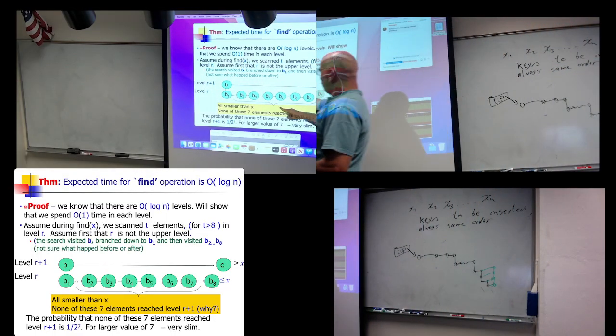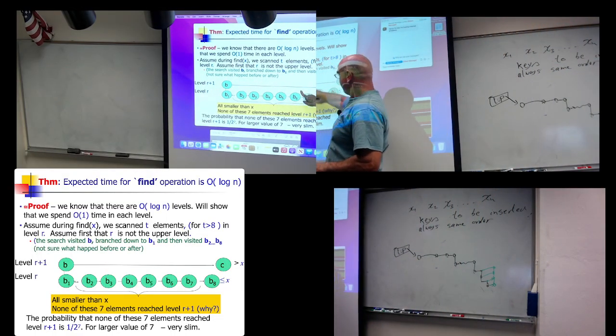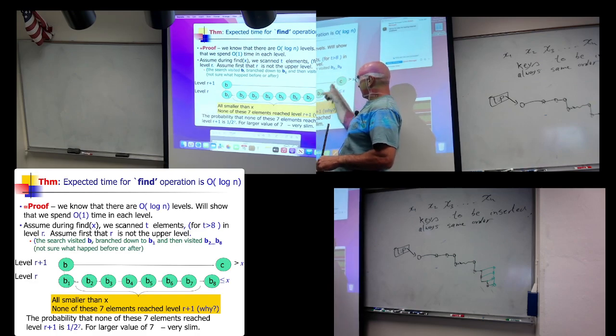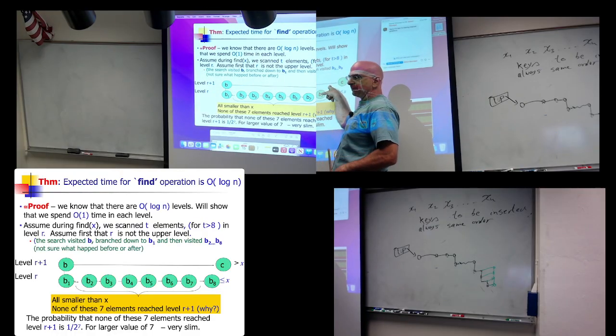And same goes for B3, same goes for B4, B5, B6. All the elements that I scanned in level R, none of them made it to level R plus 1.